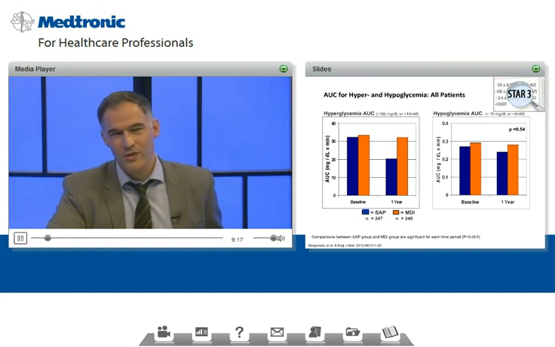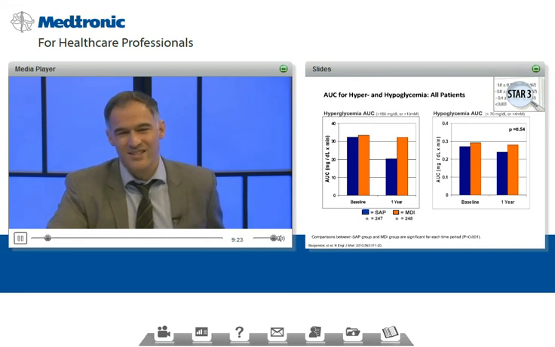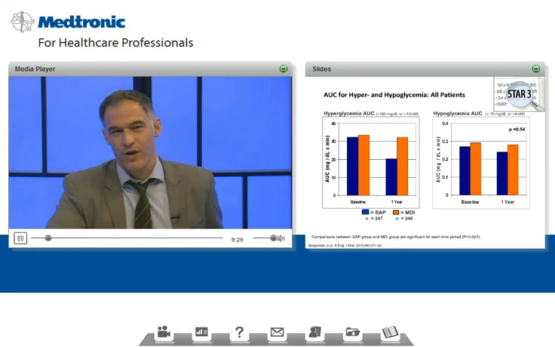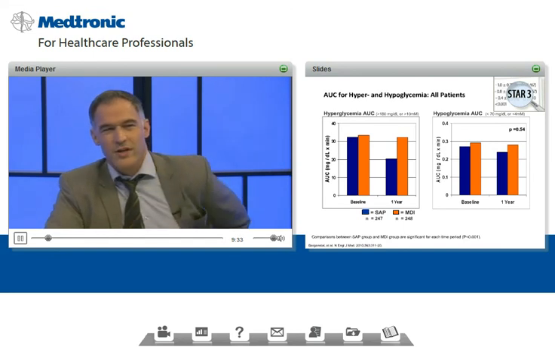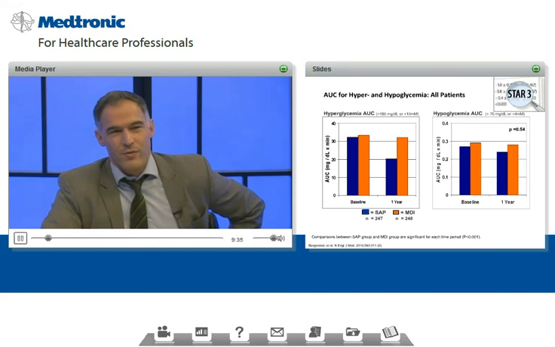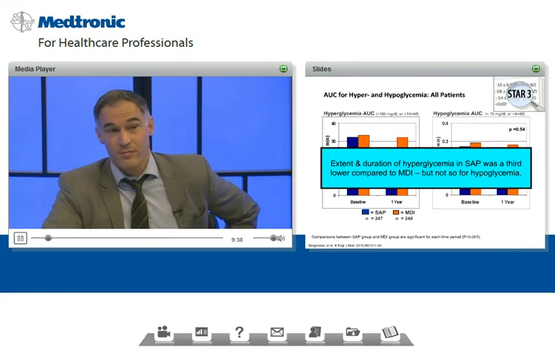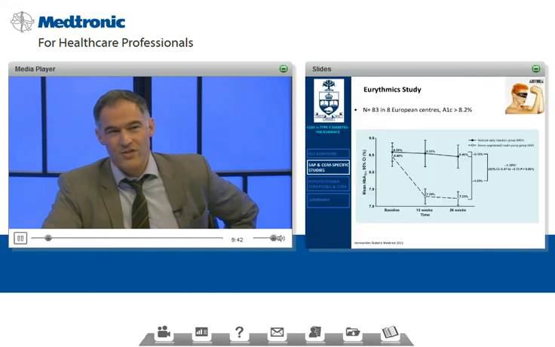But on the right side, we don't see a nice improvement in the area under the curve for hypoglycemia, or the intensity and frequency of hypoglycemic exposure. In part, this is because it was a low-risk group for hypoglycemia. So you could say the extent and duration of hyperglycemia in sensor-augmented pump therapy was much less compared to MDI. It was 1/3, but not so for hypoglycemia.